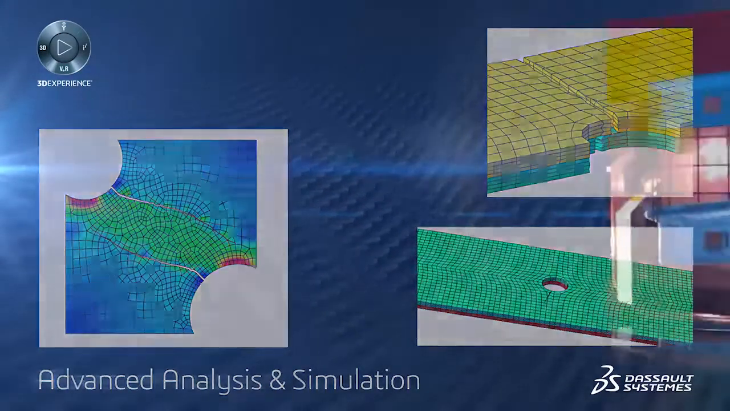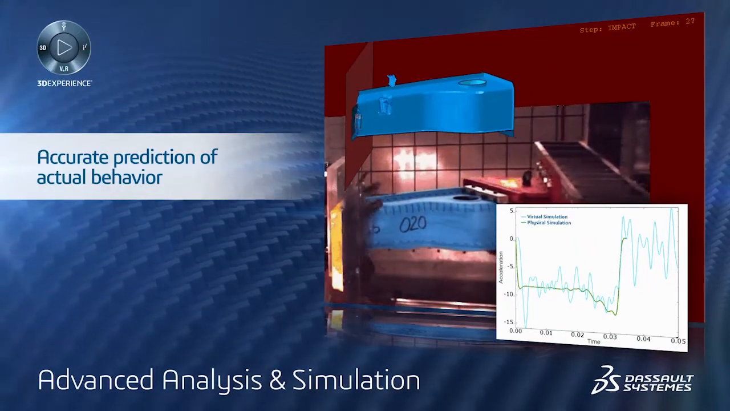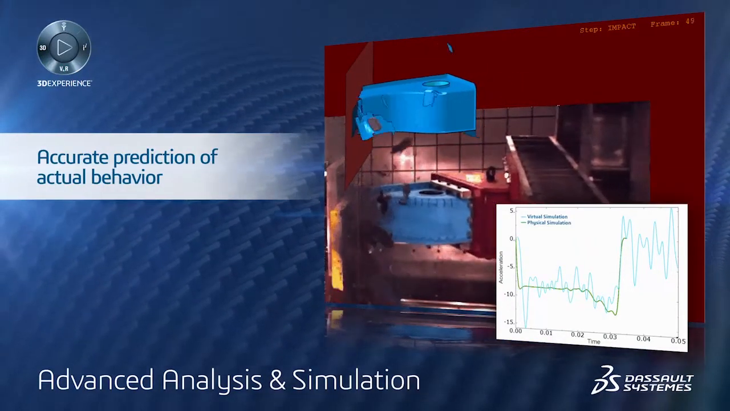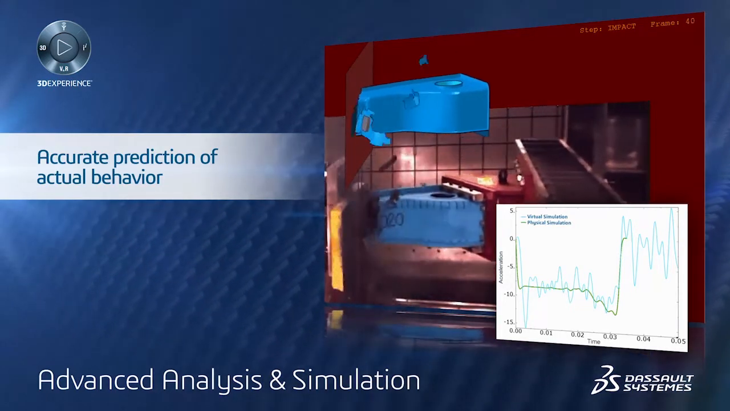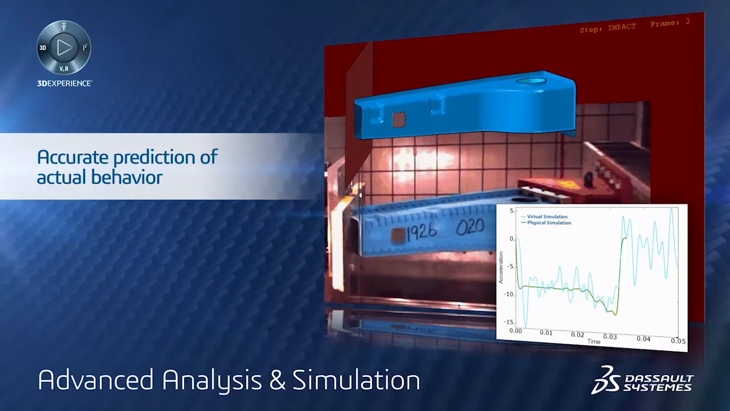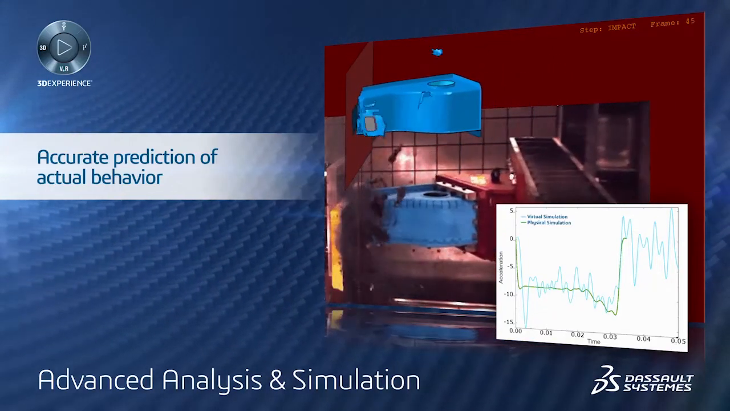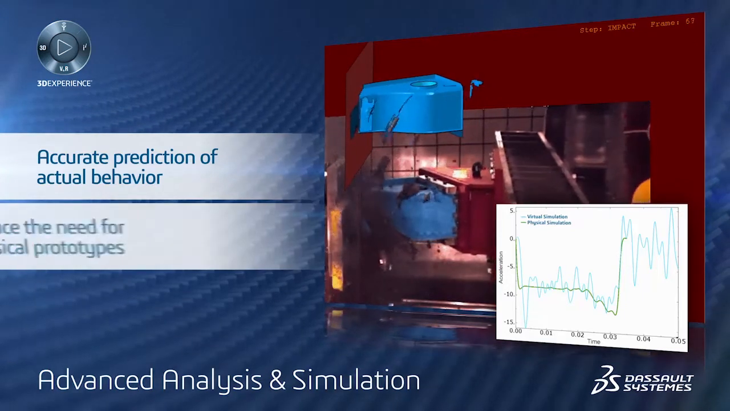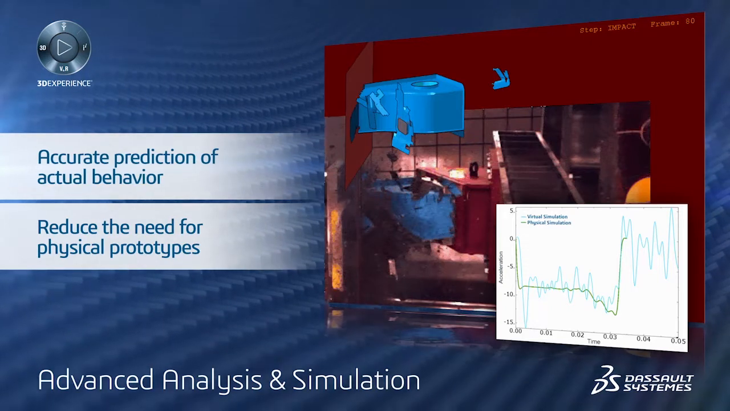These simulation capabilities deliver a highly accurate prediction of how composite parts will behave in real life. This comparison between a virtual simulation and a physical test of a real component demonstrates the accuracy of the analysis process, increasing confidence in virtual simulations and minimizing the need for physical testing, saving both time and costs.